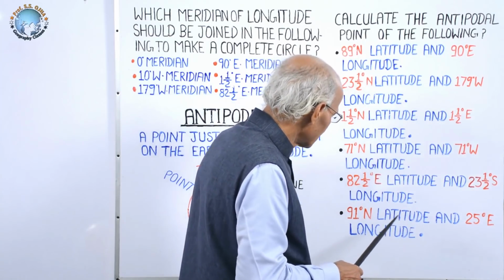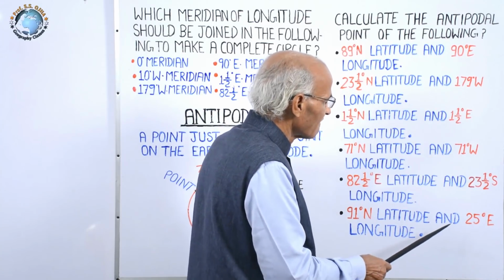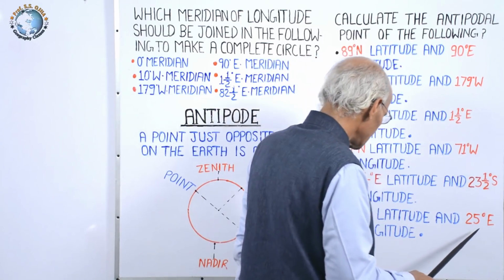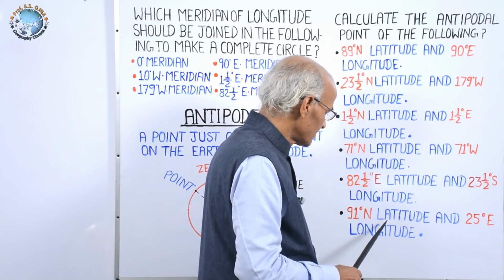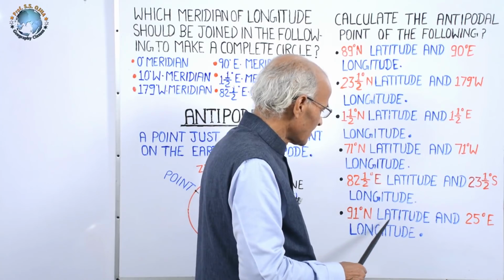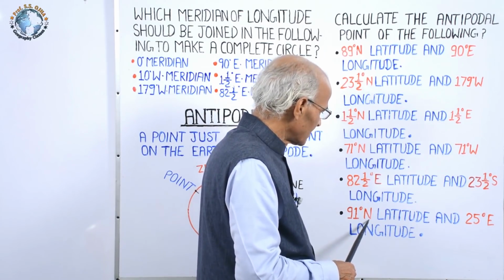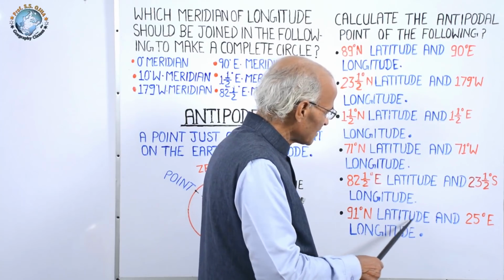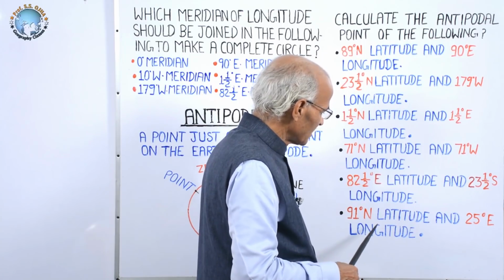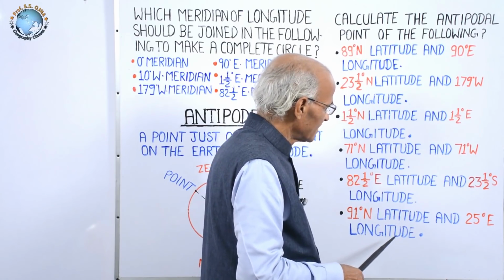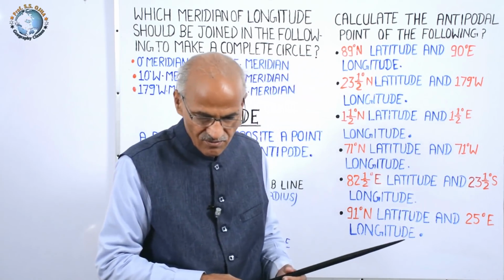In the same way, this question: 91 degree north latitude and then 25 degree east longitude. 91 degree north latitude, I have never heard. It is only 90 degree north latitude. In the same way, there is also some problem, and thus this question should also be corrected and the answer given. So this is the concept of calculating the antipodal points.